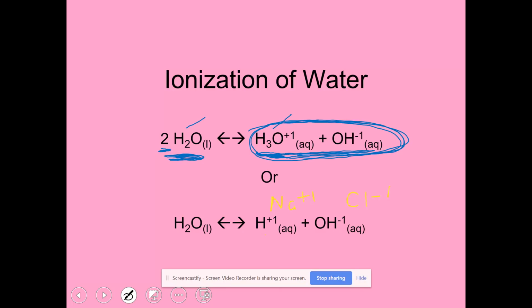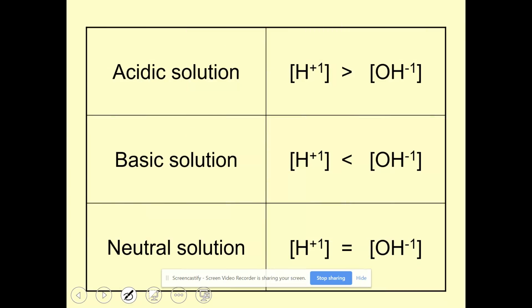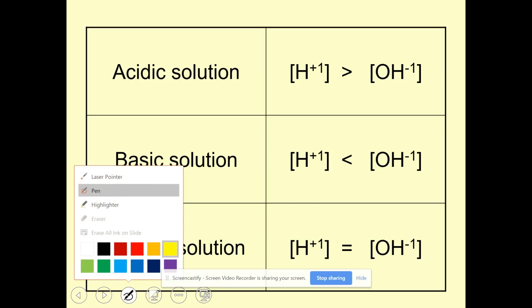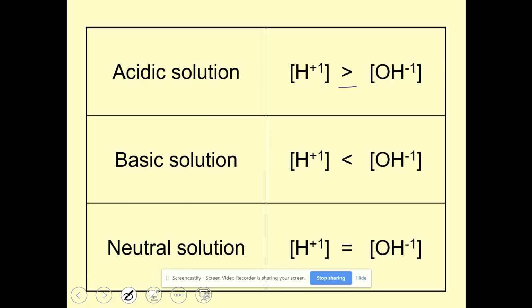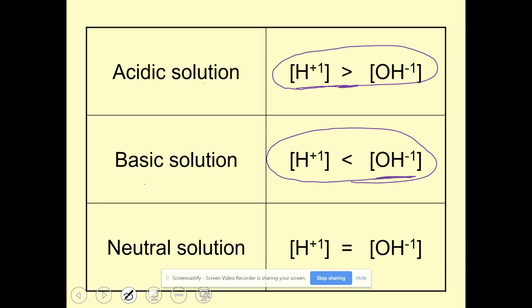But if you add something that interferes with this equilibrium and changes the ratio of hydrogen to hydroxide, you could end up with an acid if your hydrogen is greater than your hydroxide. So if hydrogen is greater than the hydroxide, that's going to be an acid. If you add something to the solution that makes hydroxide greater than the hydrogen, that's going to be a base. But if you add something to water and create a solution where it doesn't affect them and they remain equal, then that's going to be a neutral solution.